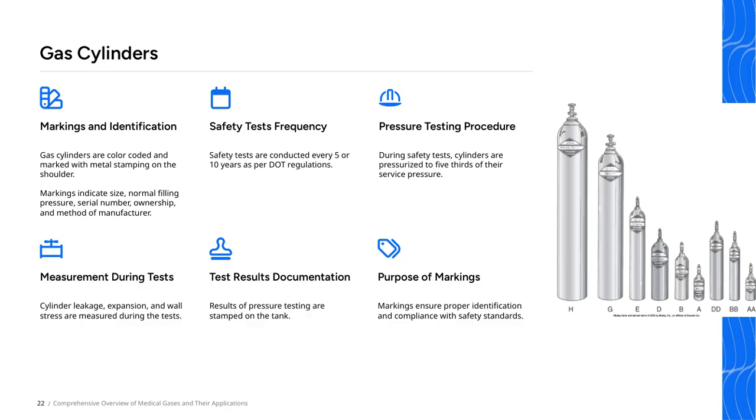Now, in terms of markings and identification, gas cylinders are color-coded and also stamped with metal marks on the shoulder. These markings provide vital information such as the size of the cylinder, its normal filling pressure, serial number, ownership details, and the method of manufacturing. All of these markings work together to make sure the cylinders are easily identifiable, safe to use, and properly maintained throughout their lifespan.